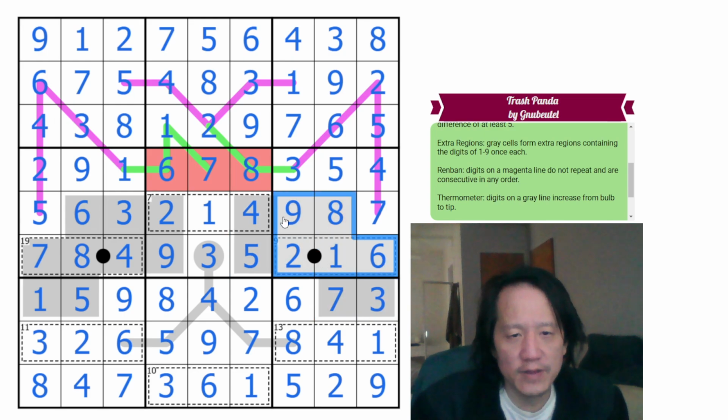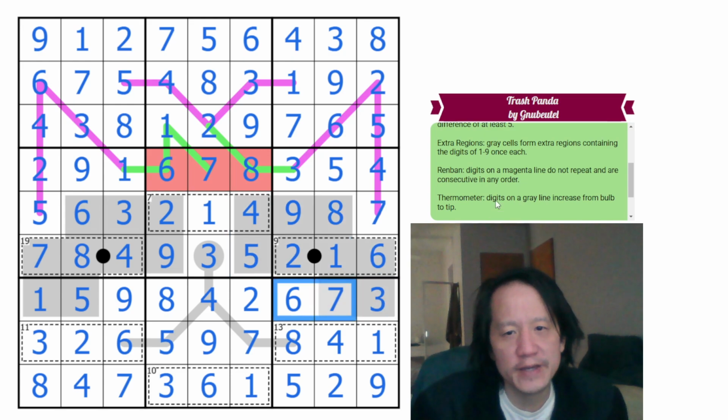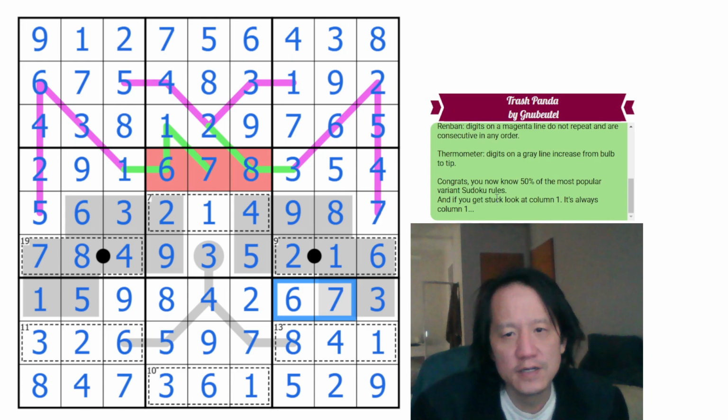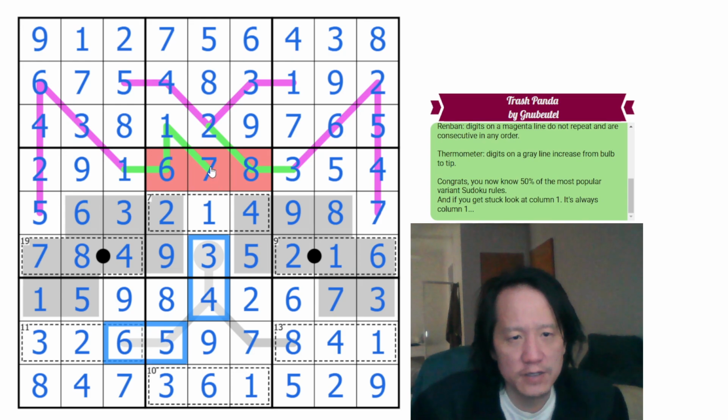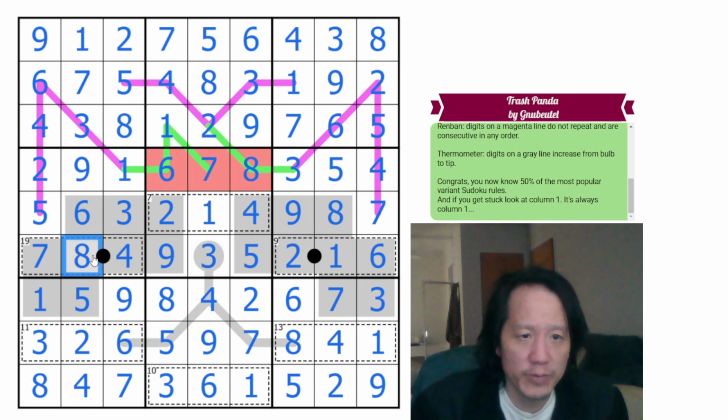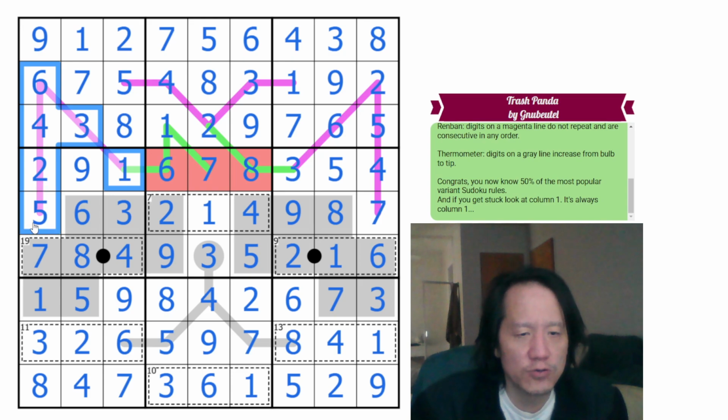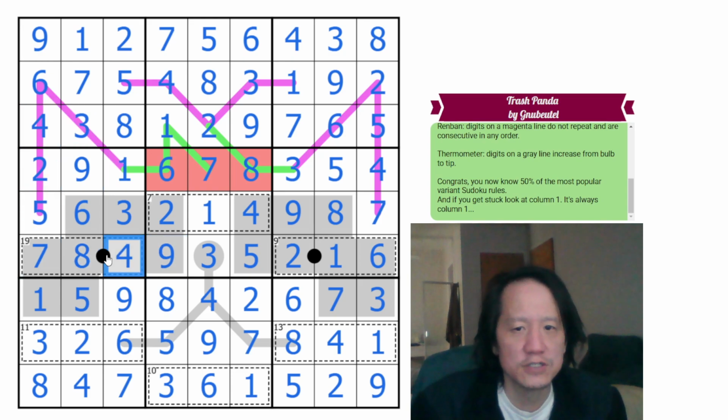Extra region I would say is probably the one that is the least used out of these rule sets. Thermometers you see a lot. German whispers you see a lot. Kropke dots you see a lot. And renbands you see quite a bit. In cages, killer cages, you see a lot.